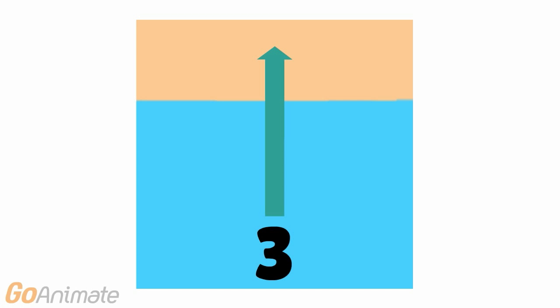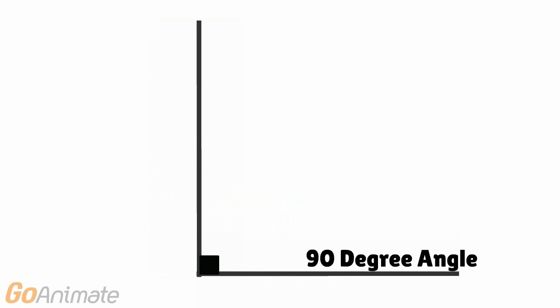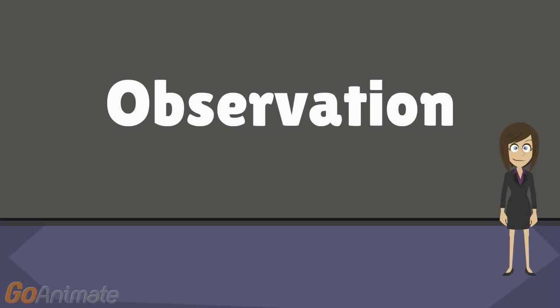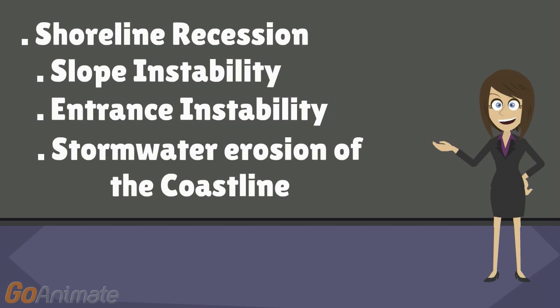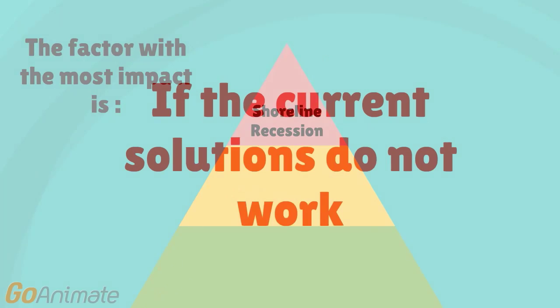The direction of the waves was rated between 1 and 5, with 3 being straight onto the beach. The waves were recorded as a wave direction of 4 as the waves weren't coming in at a 90-degree angle. Shoreline recession, entrance instability, slope instability, and stormwater erosion were observed. All these coastal changes impact the landscape. The factor that has the most impact is shoreline recession through erosion.